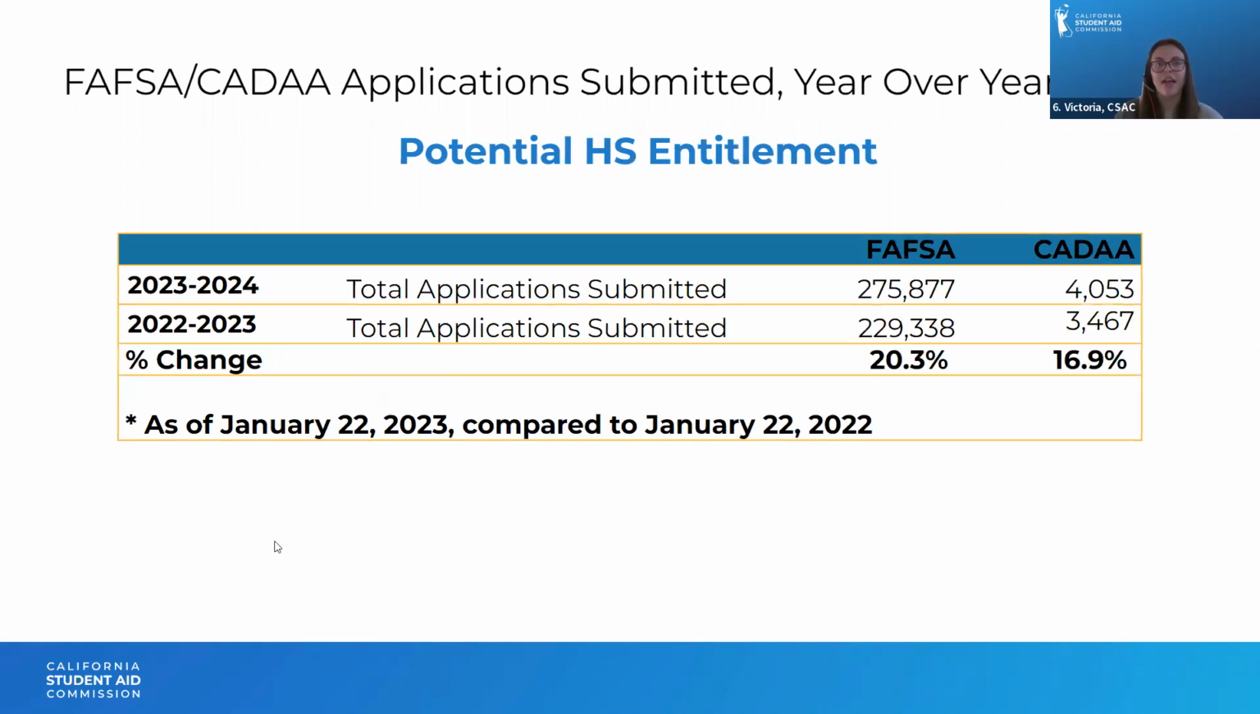So that graph was for all of California. And then this table is for potential high school entitlement. So those are our graduating senior class, the current class right now. And FAFSA has seen a huge increase, which probably is because we do have that AB 469 now, which is encouraging all high school seniors to submit an application. CADA is also up, which is good, but it's still a very small percentage of our overall high school students who could be eligible and apply for the DREAM Act application.